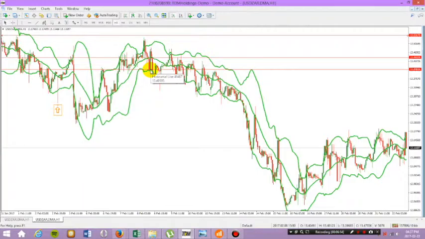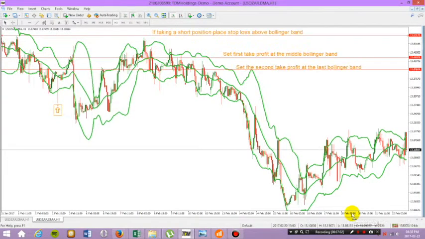I'm just going to put a little bit of writing on this, so if you're watching you can follow what's happening. I just placed some text to guide you. If you are going with a short position, which is sell, you are going to place your stop loss above the top Bollinger Band, and then you're going to set your first take profit at the middle of the band, which would be about here, and you'd set your second take profit at the bottom of the Bollinger Band.